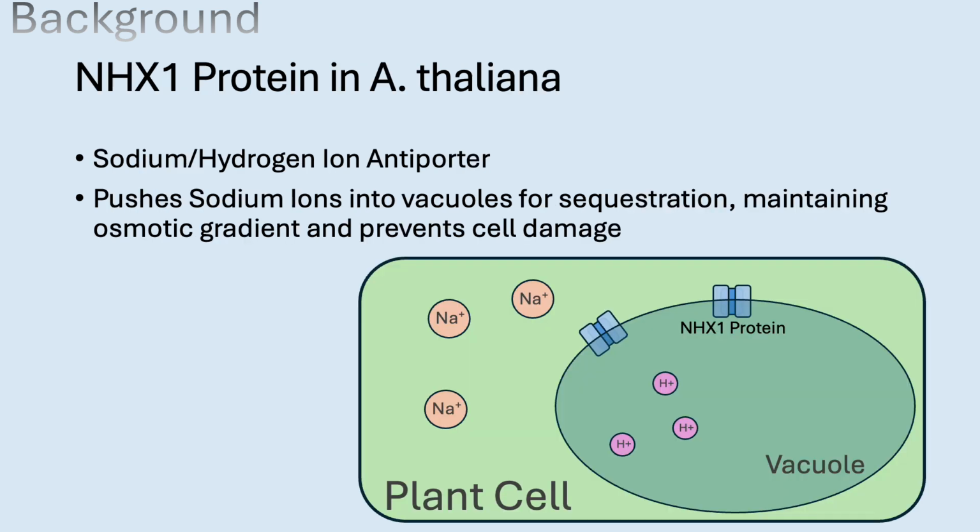Arabidopsis thaliana has a gene, NHX1, that is a sodium-hydrogen antiporter. It exchanges sodium ions in the cytoplasm for hydrogen ions in its vacuole. The hydrogen ions are much more easily managed by the cell and in this way it maintains its osmotic gradient and mitigates damage from the sodium ions.